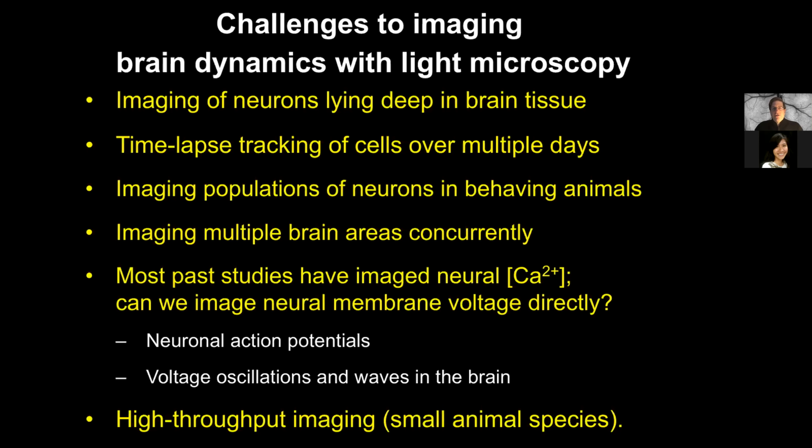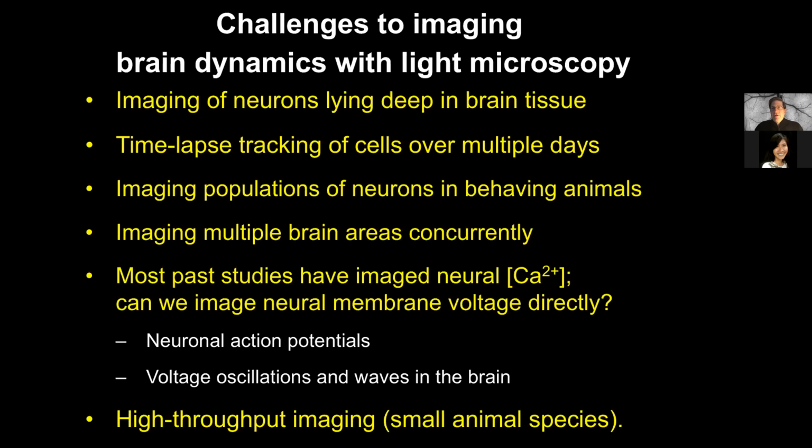Another challenge has concerned the fact that in the past, most of the light microscopy studies of neural dynamics have involved what are called fluorescent calcium reporters. And these give an optical report of a cell's intracellular concentration of calcium ions. And this has been useful because the intracellular concentration of calcium rises in response to neuronal spiking or action potentials. And so this has been a very useful approach for several decades now.